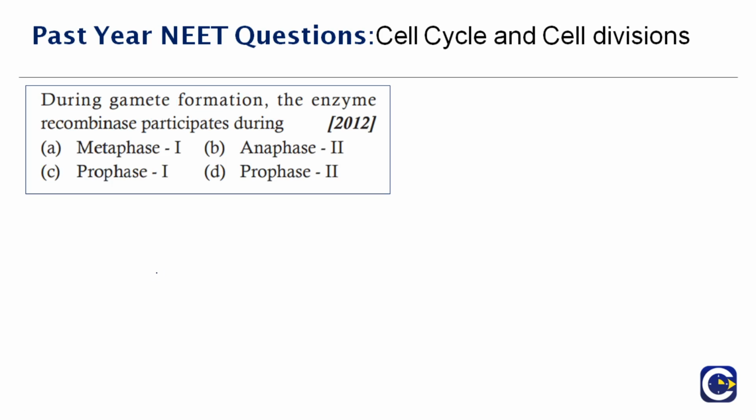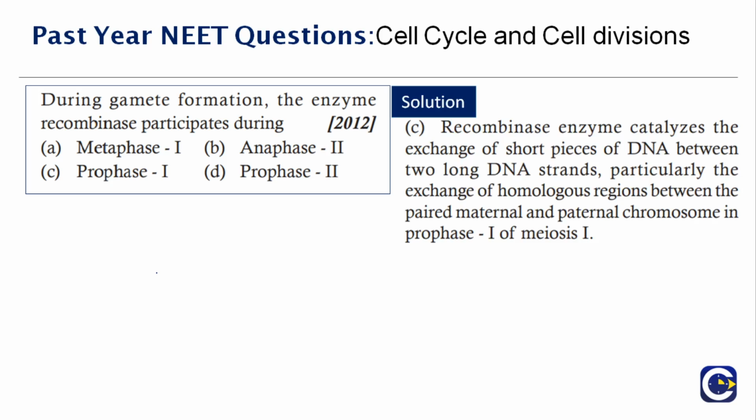Next question. During gamete formation, the enzyme recombinase will participate during, I think this is once again an easy question for you to identify. Okay, so any clue what is the answer? During gamete formation, the enzyme recombinase, we already saw. Recombinase enzyme is required for crossing over. Recombinase enzyme catalyzes the exchange of short pieces of DNA between 2 long DNA strands, particularly the exchange of homologous regions. Therefore, the correct answer is prophase 1.